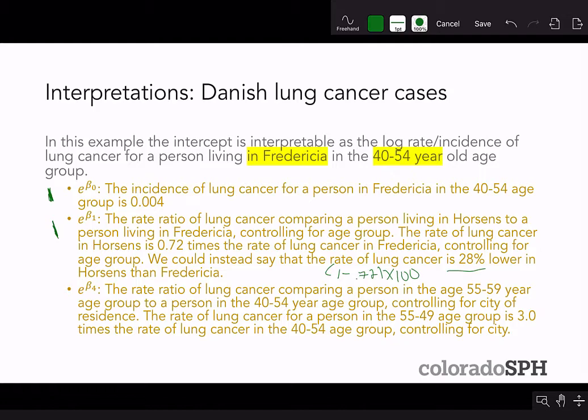I'm also interpreting beta 4, which is one of the age group categories here. Here we'd say that the rate of lung cancer for a person in the 55 to 49, that should be 55 to 59 actually, 55 to 59 age group is 3.0 times the rate of lung cancer in the 40 to 54 age group, controlling for city.